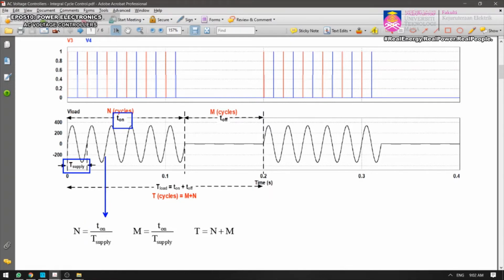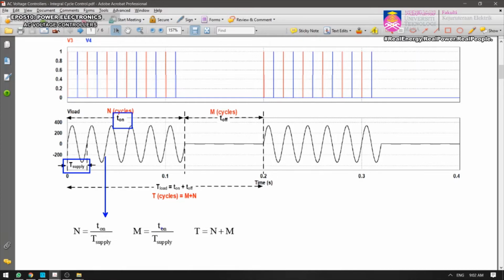For example, in this case, you can divide it. The supply period is 0.02 second. Then you get the number of cycles there. And m is how many cycles the thyristors are off, and that will be defined by this equation.